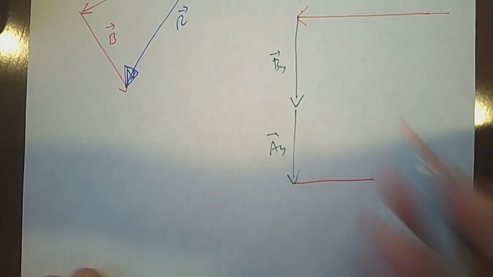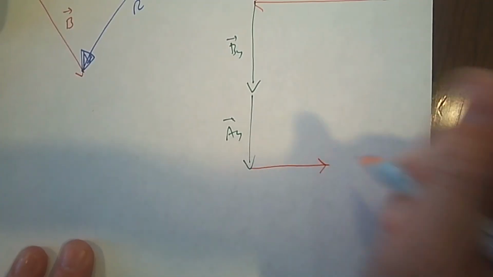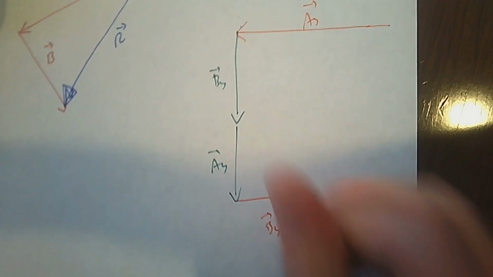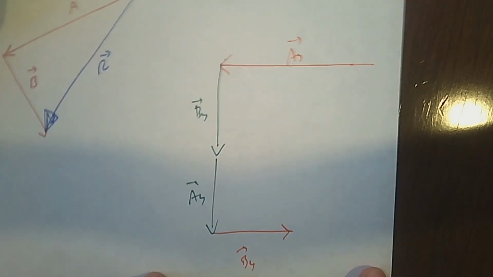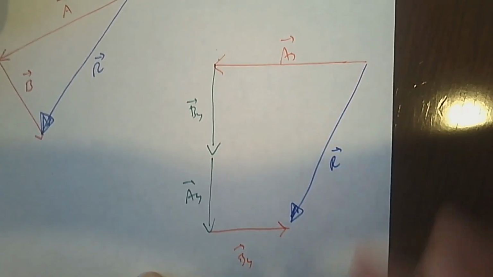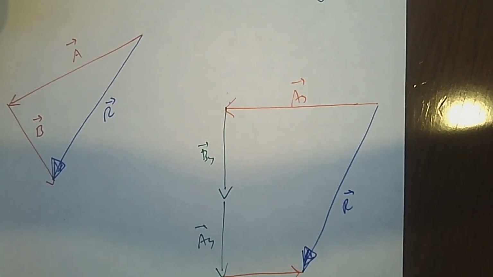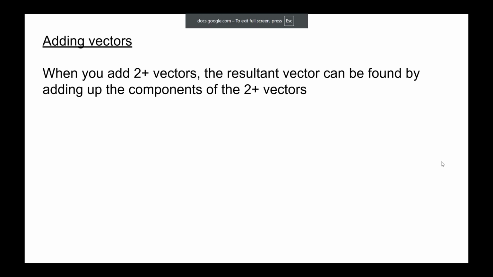So B faces to the right, and it's this long. Maybe that's a little long even. So here's my A y, and here's my B y. Now I will connect the first and last vectors together, and that will give me the magnitude and direction of my resultant vector R. So hopefully you can see that these two resultant vectors are the same magnitude and the same direction, which means they're the same vector.